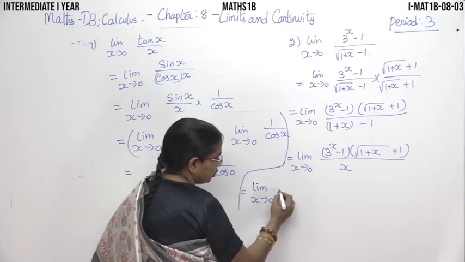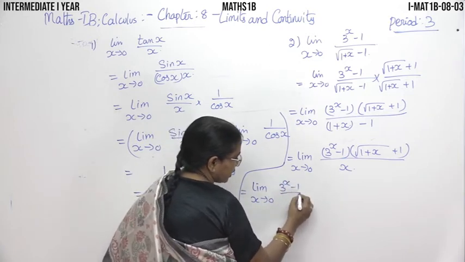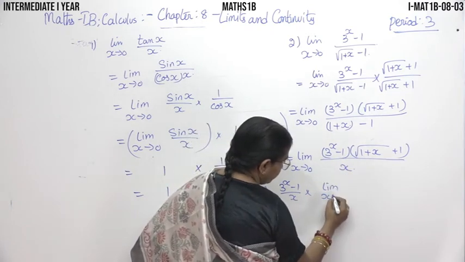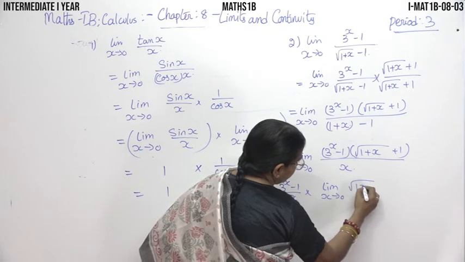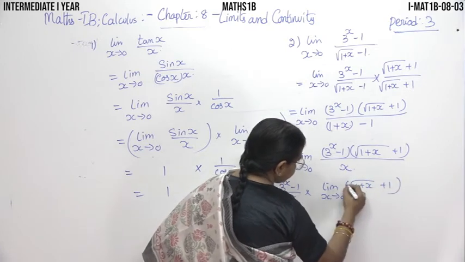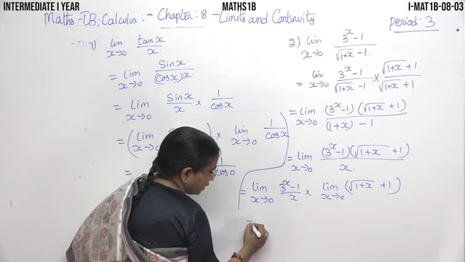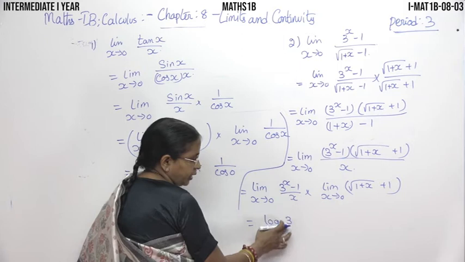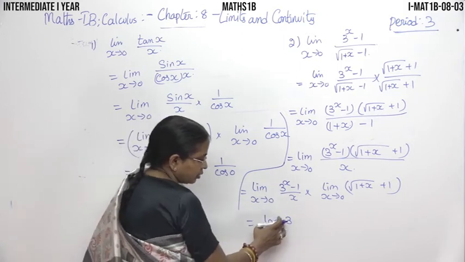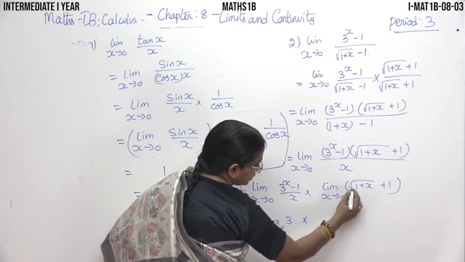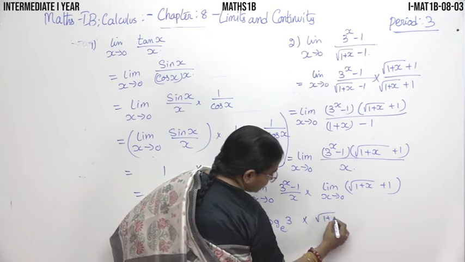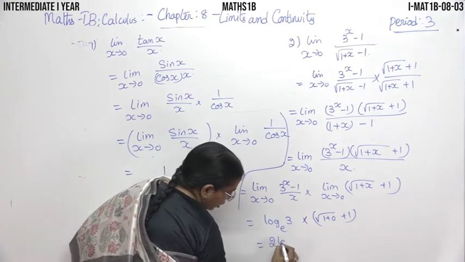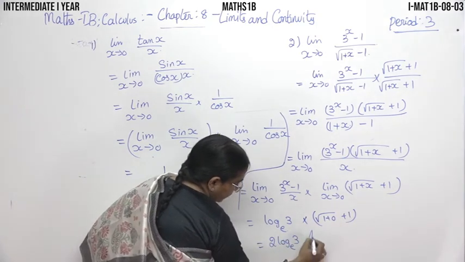So it is equal to limit of (3 power x minus 1) by x, which is one limit, and then another second one, into limit x tending to 0 of root 1 plus x plus 1. So this is in the standard form. The limit is log 3 to base e, log a, a here is 3. So log 3 to base e into root of 1 plus 0 plus 1, and that means 2. So the answer is 2 log 3 to base e. So this is the answer.